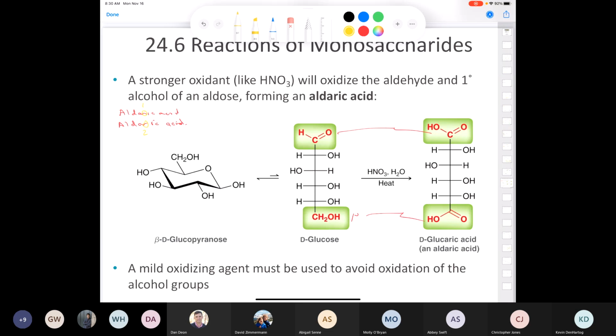So again, we treat our aldose, our glucose, or any other aldose with nitric acid and water, and we cook that up and we form an alderic acid. It says here, a mild oxidizing agent must be used to avoid the oxidation of everything. So all of these conditions that we're learning today for oxidation have all been carefully worked out by many chemists over a long period of time.